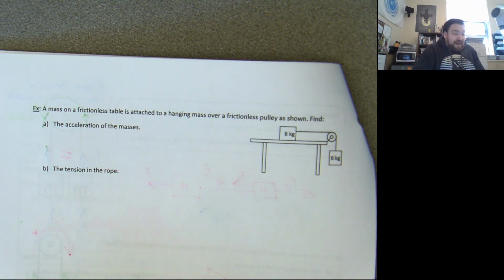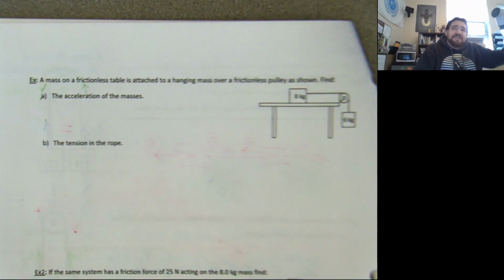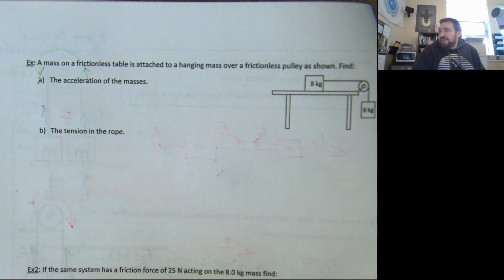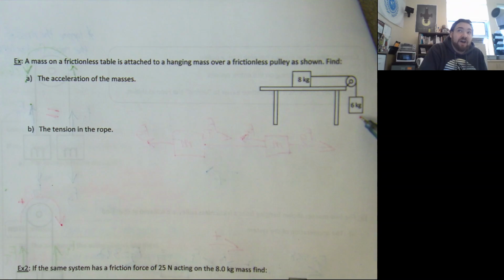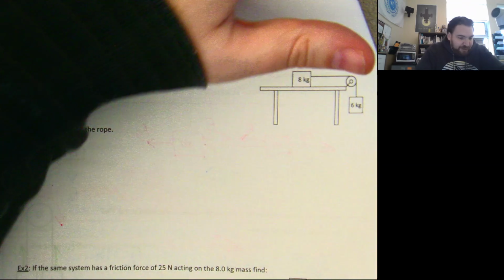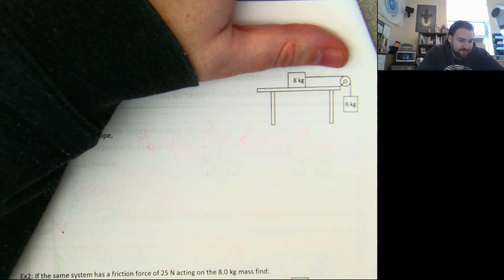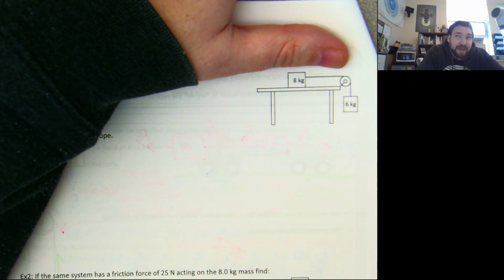Okay, we have this setup. We have an 8 kilogram mass sitting on a table and a 6 kilogram mass hanging off the table. Now, in the real world, if I were to set this up in class, what would you expect to happen?